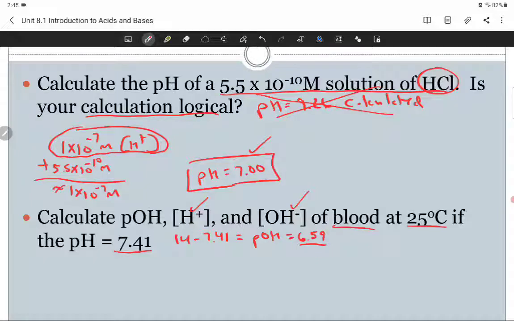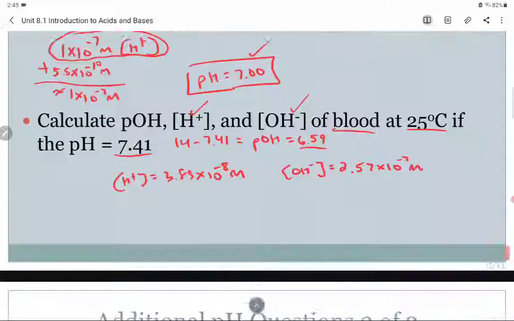So negative 7.41 with an anti-log button would give you 3.89 times 10 to the negative 8th molar. And the hydroxide would give you 2.57 times 10 to the negative 7th molar. Okay. And our last question.